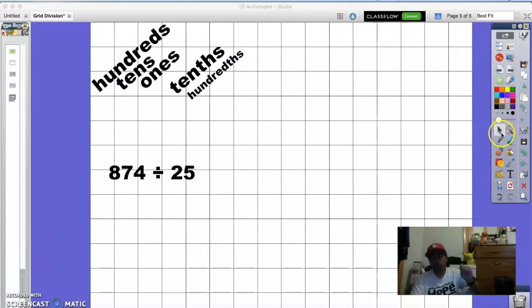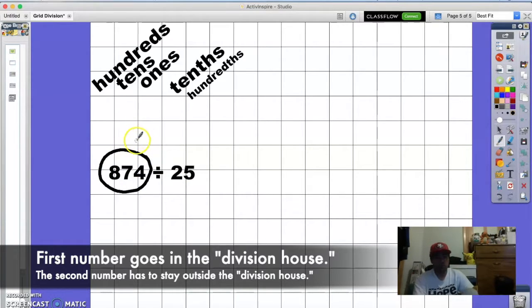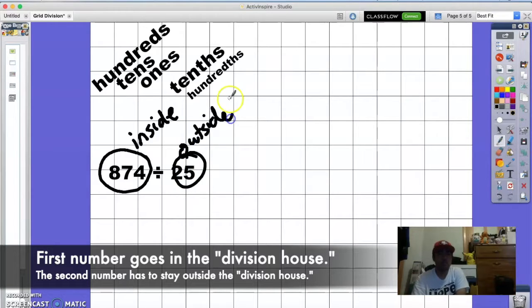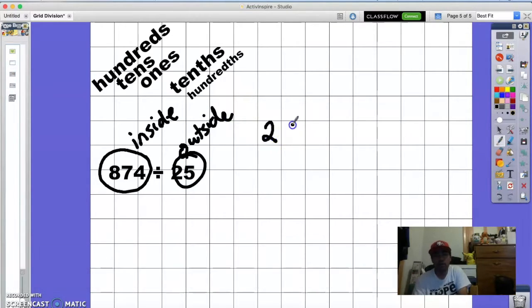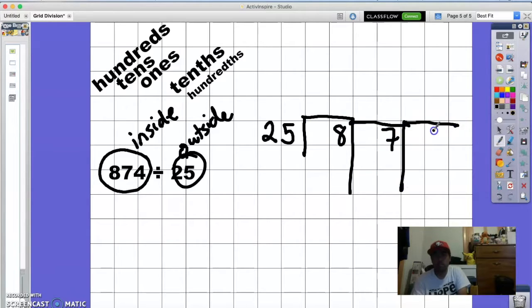Let's do one more problem using grid division. So we'll do 874 divided by 25. And keep in mind that no matter which way you use, whether the traditional algorithm, the standard algorithm, partial quotients, or even grid division, this first number always goes inside and this last number goes on the outside. So for example, 25 will be outside and then 874 goes inside. Notice again that I'm leaving a space right here just in case I need to write more numbers.